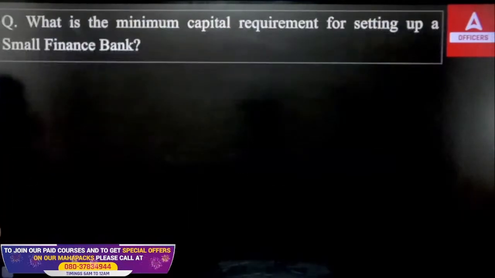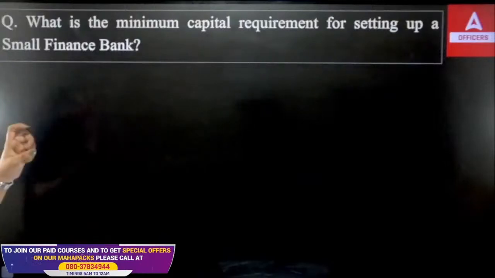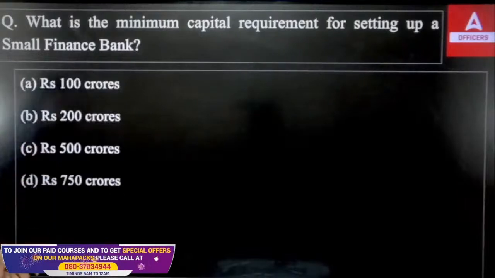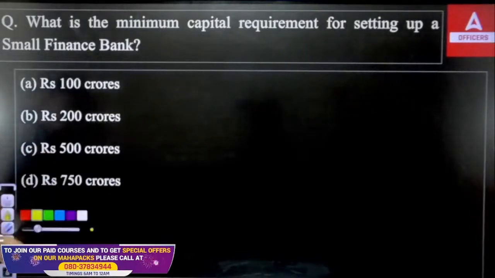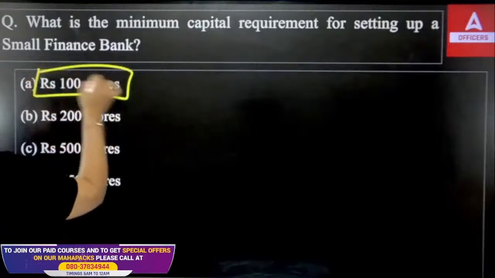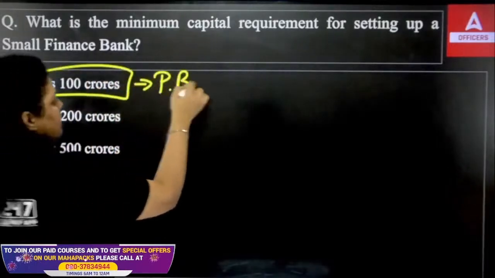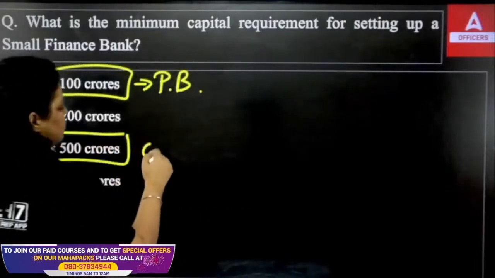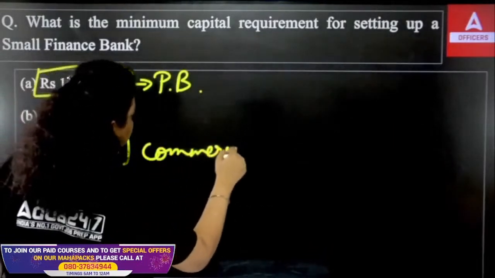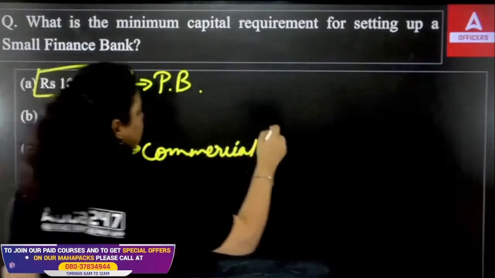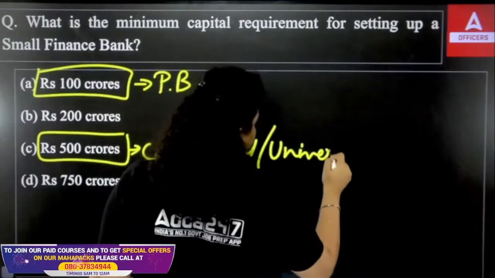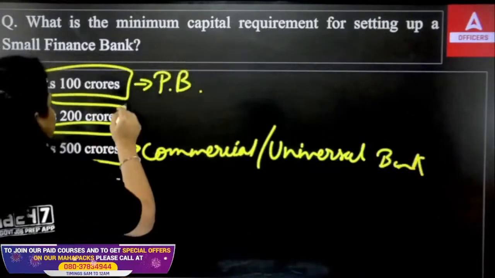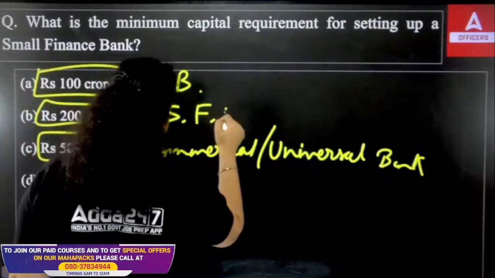Okay, now next is, what is the minimum capital requirement for setting up of a small finance bank? If you want to set up a small finance bank, what initial capital is required? I have told you 100 crore is required for the payment banks, right? Now if I talk about 500 crore, this is required for commercial banks or universal banks. And this 200 crore is required for a small finance bank.